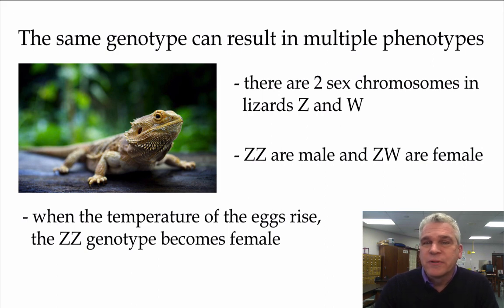So if we look at this in terms of climate change, if the temperatures are beginning to rise when the eggs are incubating, the temperature goes up, you're going to have more females in the population than males. And if the temperature goes up enough, you're only going to have females in the population, which could affect the population in the future. So just keep in mind that just because you have a particular genotype doesn't mean that you're going to have a specific phenotype.